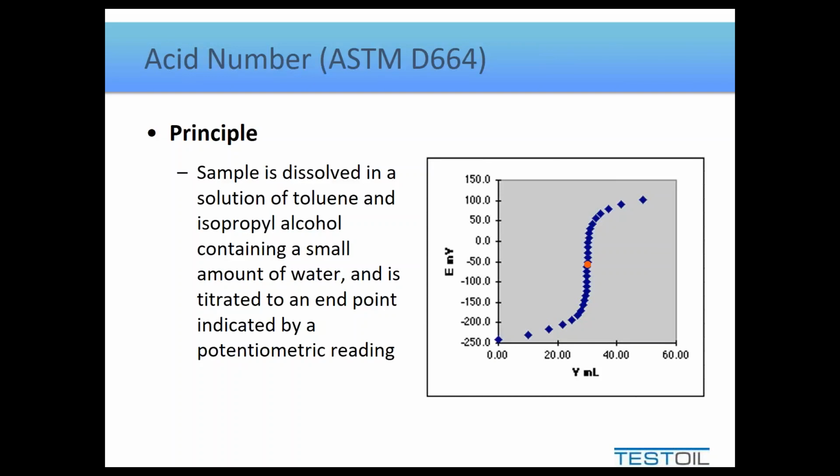So always try and pick the most appropriate acid number test to compare your oil against. So if you're working from a product data sheet, look at the ASTM method number. If it says 974, it is the colorimetric method. If it says 664, it is this potentiometric method that I'm going to talk about.